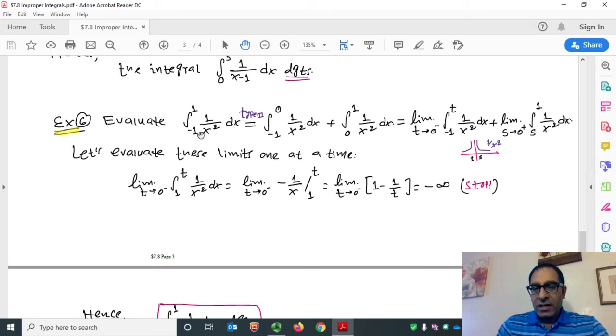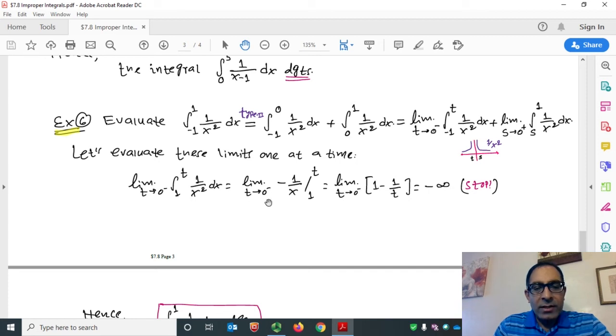But to show the left side convergent, I need to show both of the integrals on the right converge. That's the idea, okay? So let's evaluate the first integral on the right. Limit t tends to 0 minus, integral from -1 to t of 1 over x squared. So copy the limit as it is.